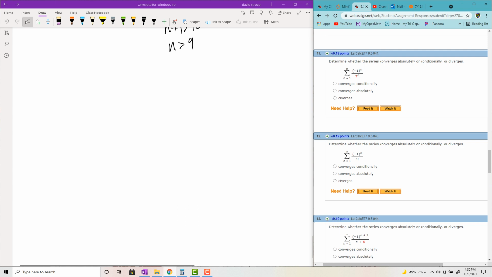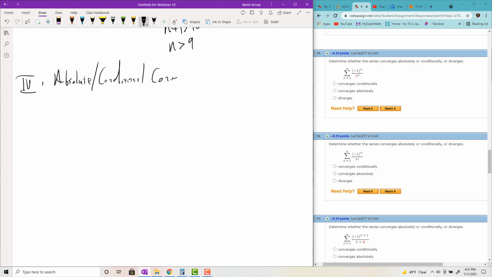Our next topic is this. You can see it in the number 12. You want to figure out if something is conditionally convergent, absolutely convergent, or just divergent. So what the heck is all that stuff about? So let's take a look. I do a flow chart idea.